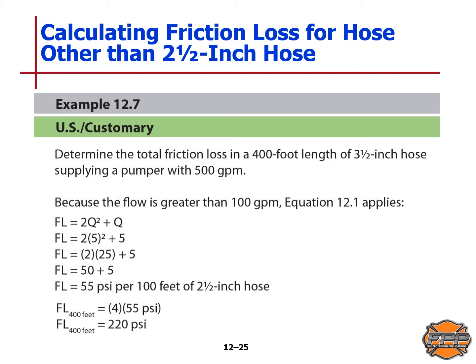So to determine the friction loss in a 400-foot length of 3.5-inch hose supplying a pump with 500 gallons per minute, because the flow is greater than 100 gallons per minute, equation 12.1 applies. Just to remind you of that equation, friction loss equals 2Q squared plus Q. So when you plug in the numbers, friction loss equals 2 times 5 squared plus 5. Once you work out the math, that equals 2 times 25 plus 5, which equals 55 psi per 100 feet of 2.5-inch hose. Just as a footnote, friction loss for 400 feet of hose equals 4 times 55 psi, which equals 220 psi.